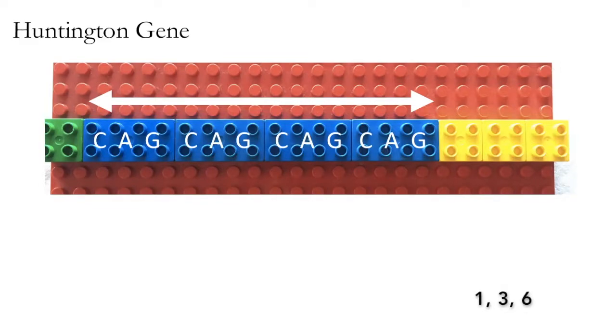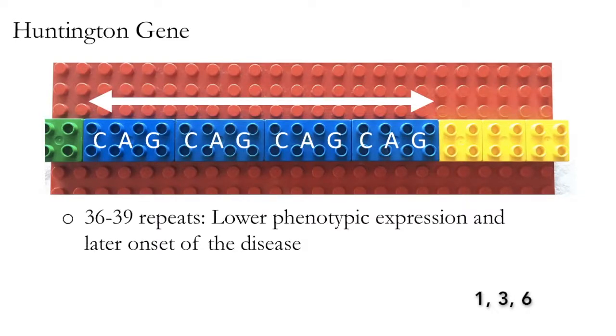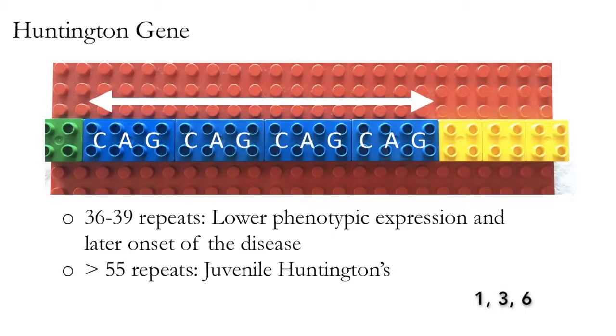The age of onset of Huntington's disease is inversely proportional to the length of the CAG repeat. Those with 36 to 39 repeats have a lower phenotypic expression and later onset of the disease, while those with juvenile Huntington's who display symptoms before the age of 20 have more than 55 glutamine repeats.